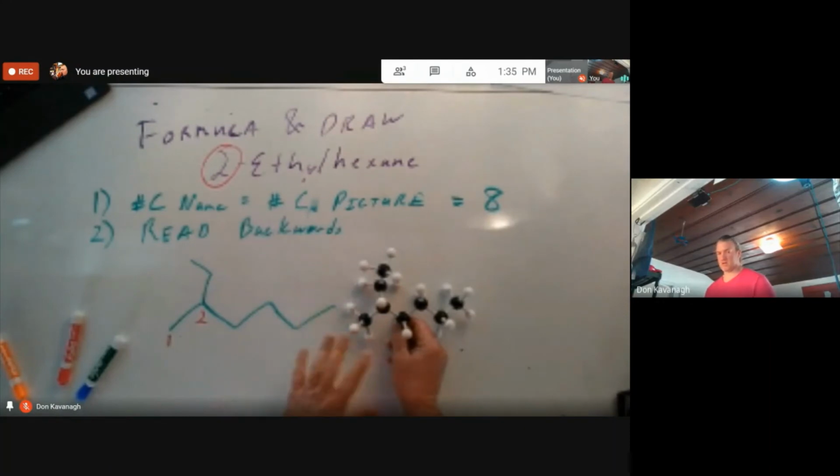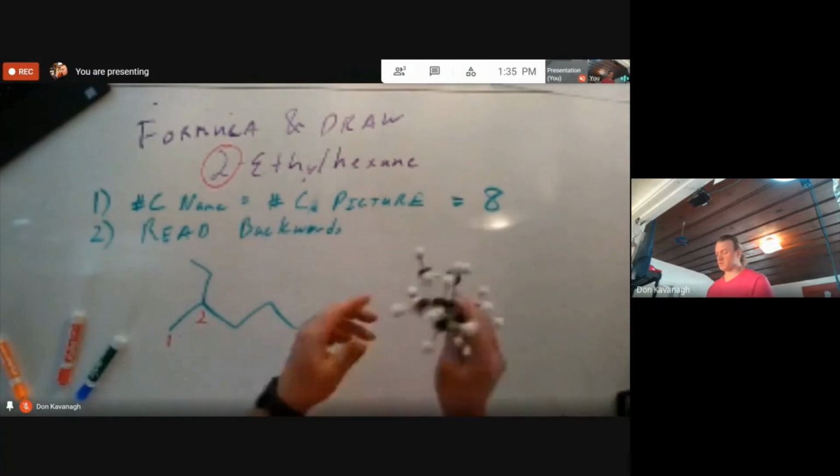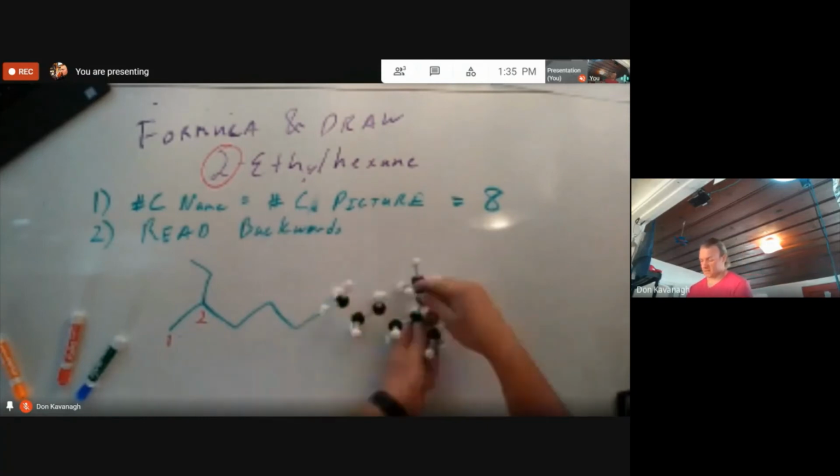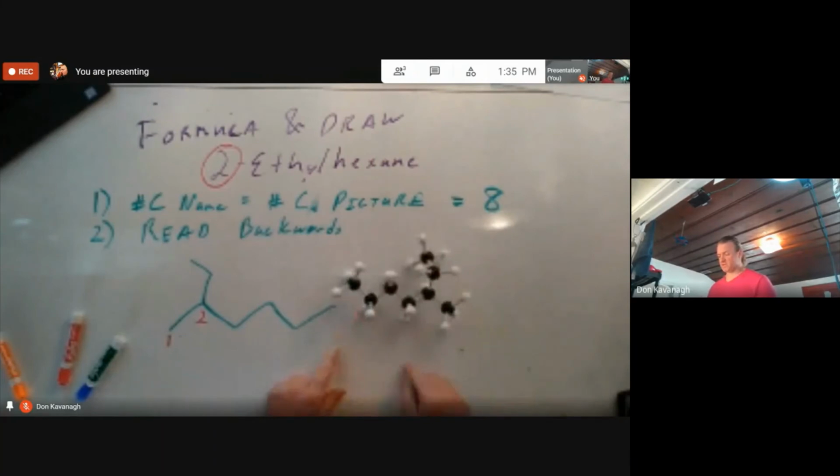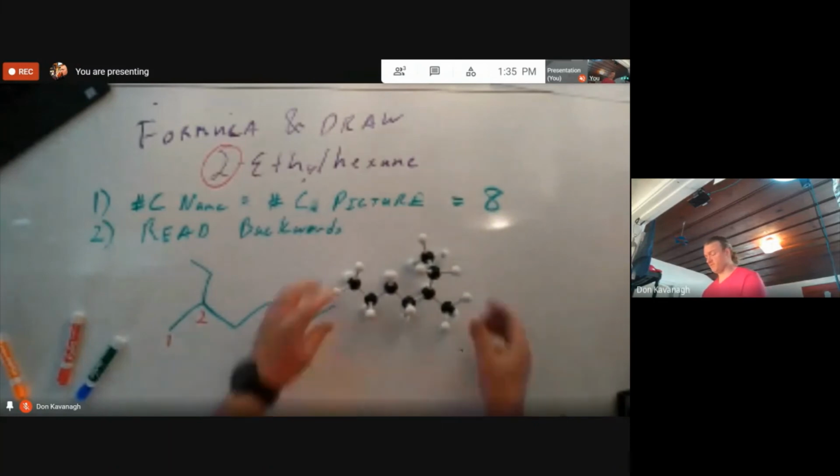Now what this model allows you to train your brain to do is see how this thing moves in space. This is an identical molecule. I've just flipped it over. It's still in the 2 position: 1, 2, the ethyl. There's still only 6 carbons in the parent chain, but it looks different.